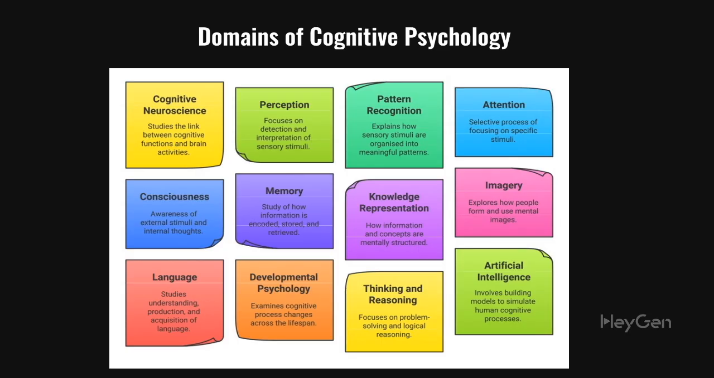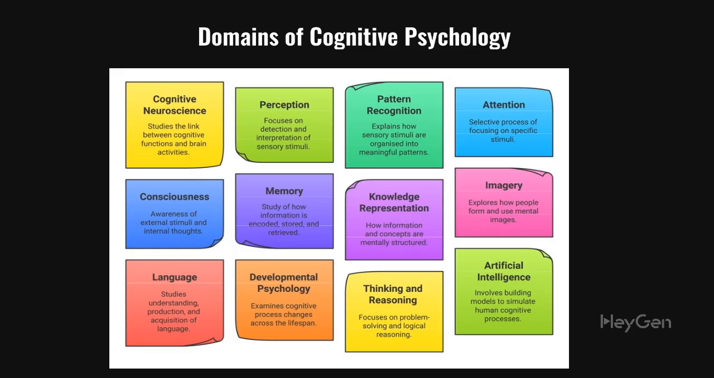Developmental studies track how cognitive abilities grow and change across the lifespan, from early childhood to old age. This helps reveal the stages and influences behind cognitive growth. Thinking and reasoning. This area investigates how we solve problems, make decisions, and engage in logical reasoning. Cognitive psychology examines the processes behind everyday thinking and expert problem solving.